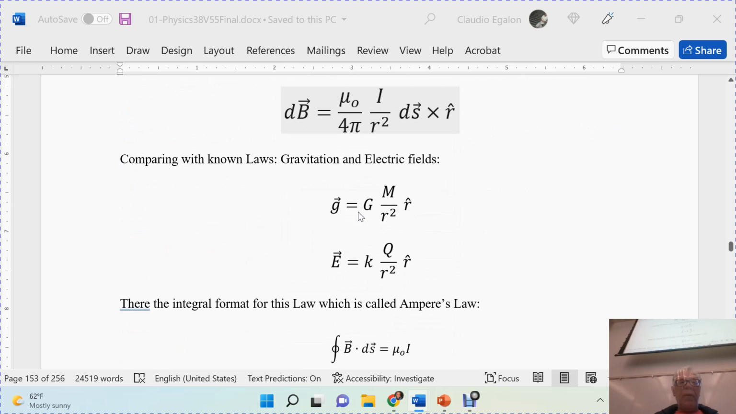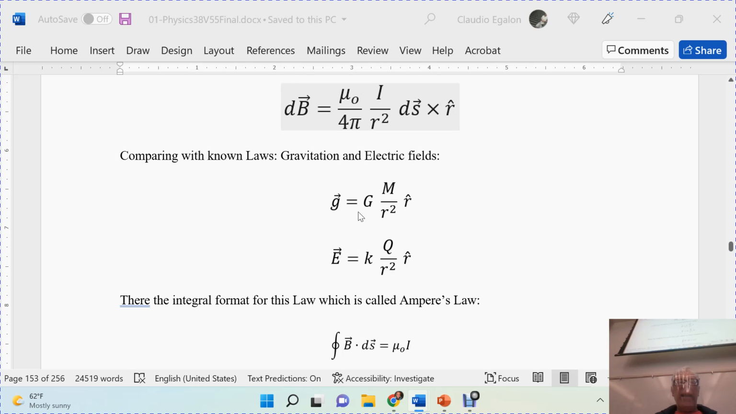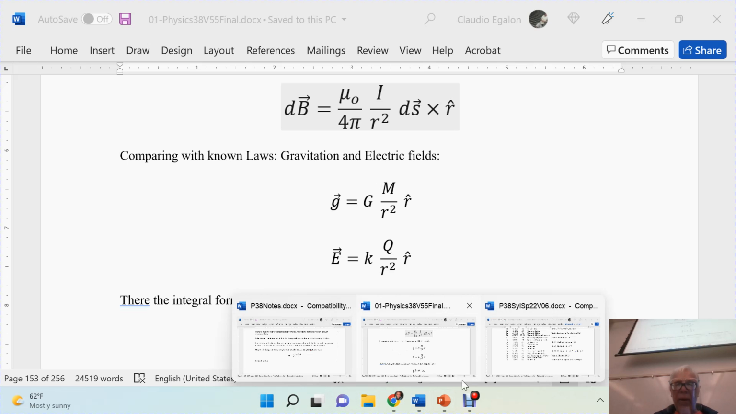Okay, so there is another way of rewriting this equation, a simpler way, by the way, if you write that in terms of an integral, okay? Which is called the Ampere's law. B field here, B field here, ds, mu naught, I. Okay, so let's write that down. So here you go.